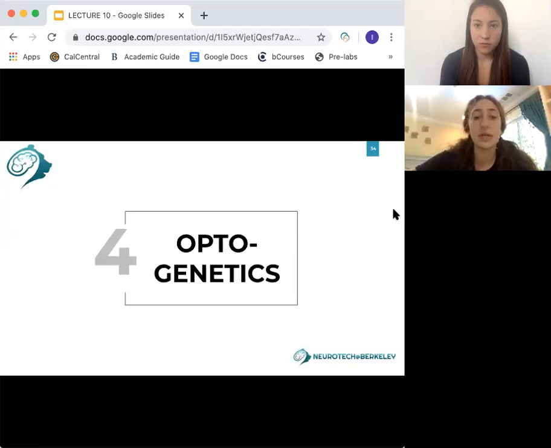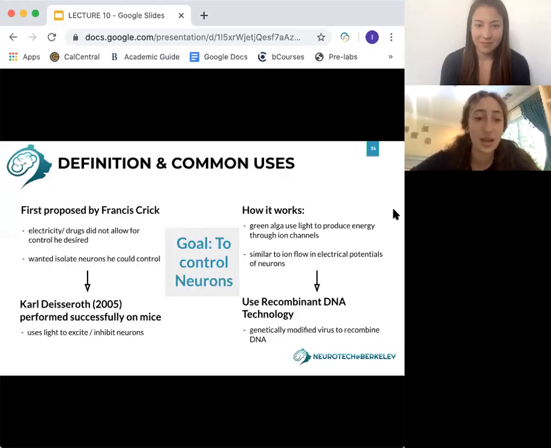Okay, now we're going to move on to optogenetics, which honestly I find very, very cool and interesting. I've never seen anything like this being done in the neurotech industry. So let's first start off with a common definition of what optogenetics is. It's a technique that allows genes to be introduced into specific brain cells for further manipulation using light. The gene codes for light-sensitive proteins.